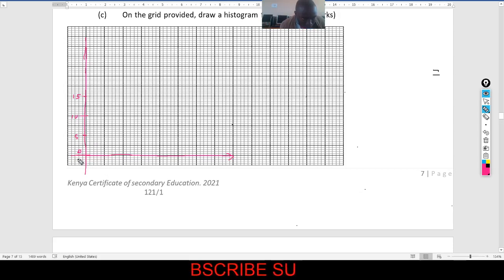Now that we have a constant width, I start with the lower limit of the first class, which is 2.5, so here it should be 2.5. There is no need of breaking 2.5. Next, the upper limits: the first is 5.5, because if you add 3, you get 5.5, the next is 8.5, next is 11.5, next is 14.5, next is 17.5, next is 20.5, that is the last one.